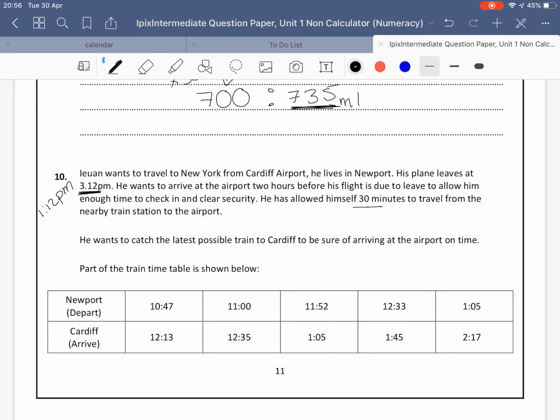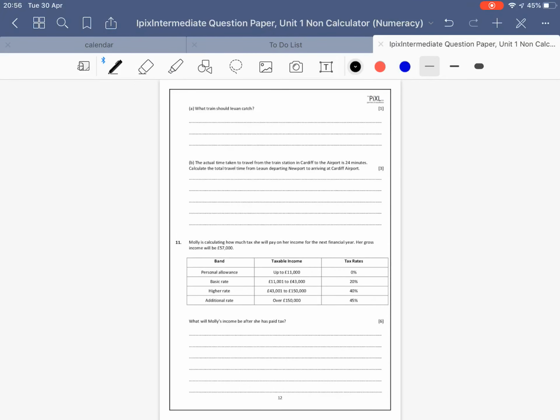He allows himself 30 minutes to travel from the nearby train station to the airport, so we want 30 minutes before this time. So we've got 1:12. Take off 30 minutes, leaves me with 12:42 p.m. I don't even know the question yet. He catches the latest possible train for Cardiff, to be sure of arriving at the airport on time. Part of the train timetable is shown below. What's the question?